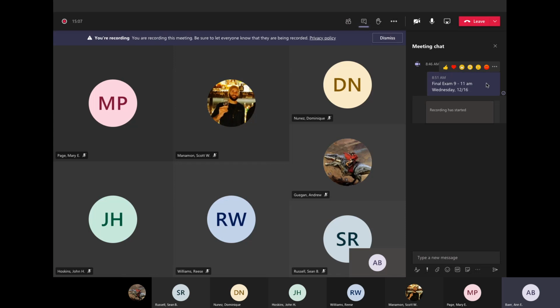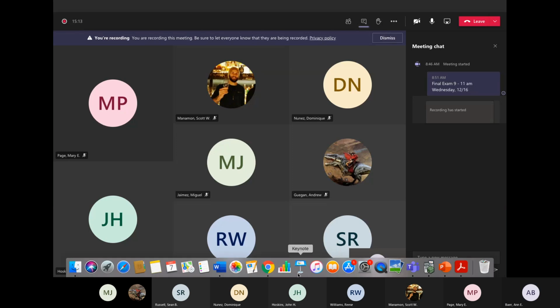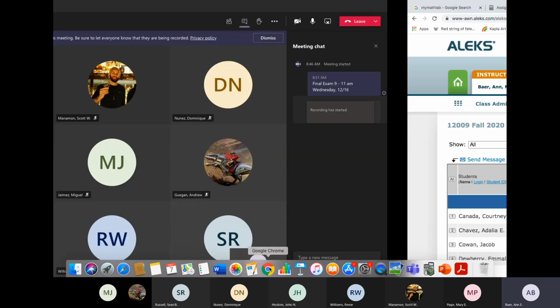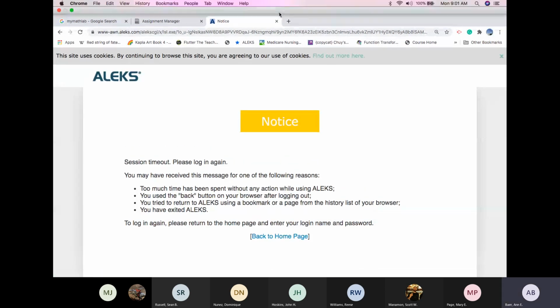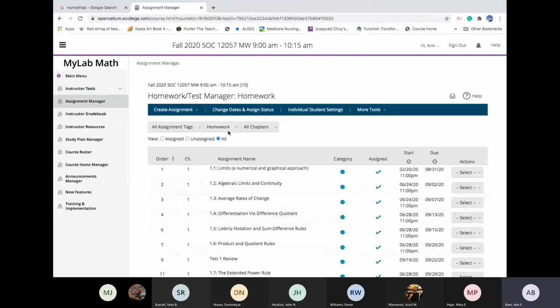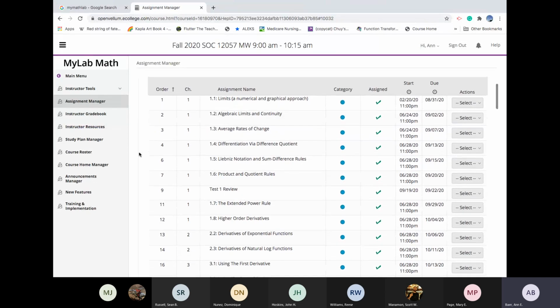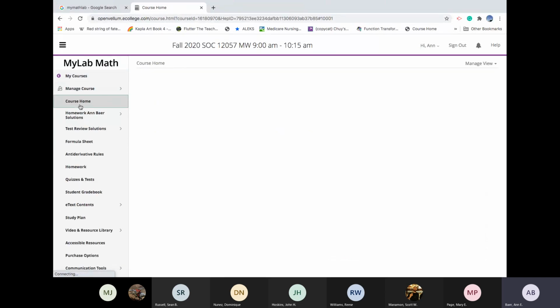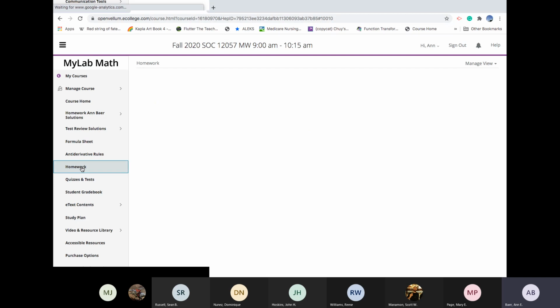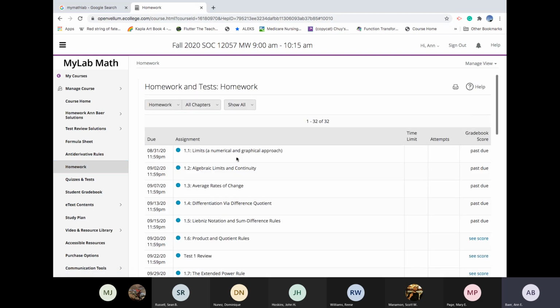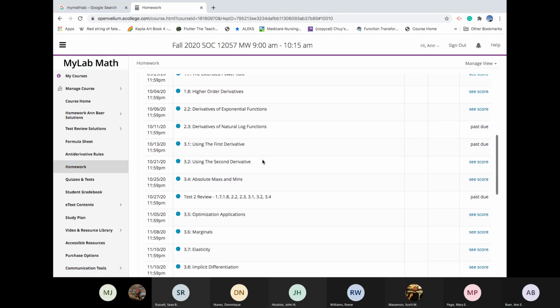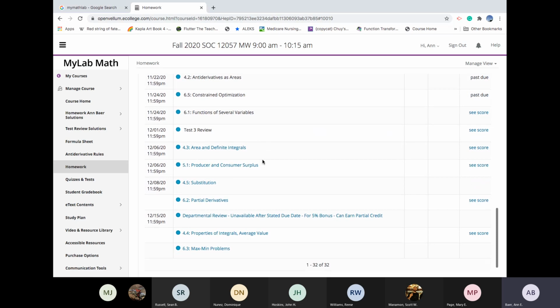The final is comprehensive. Let's go into our MyLab math course now and take a look. Now let me get that. I was doing some prep work there. So here is our MyLab math course, and I need to get to the student view. So let's take a look at homework. And let's go towards the bottom.